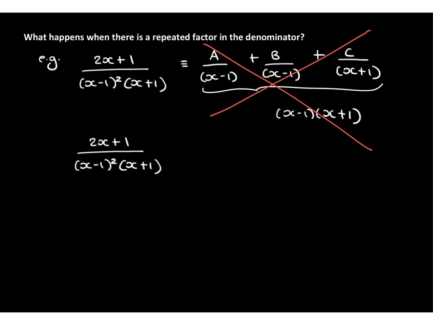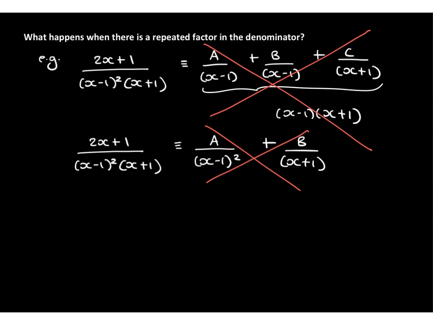So another answer that I've seen commonly would say, well, let's do a over (x minus 1) squared plus b over x plus 1, because this gives you a common denominator of (x minus 1) all squared, (x plus 1). However, this is also not completely correct, so there has to be something else. Now, the actual answer, and we're going to think about why in a minute, is this.